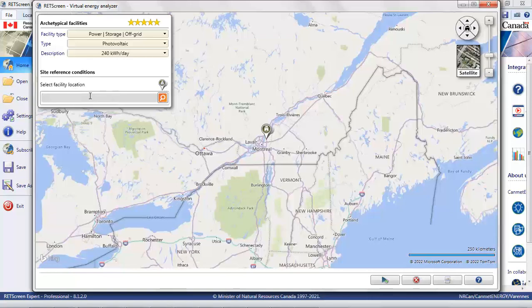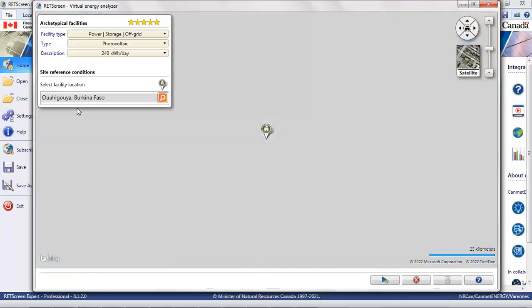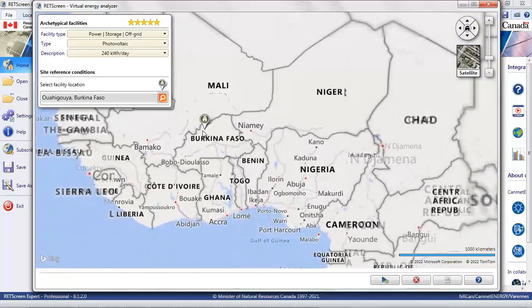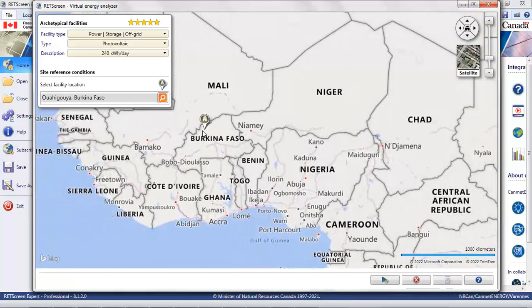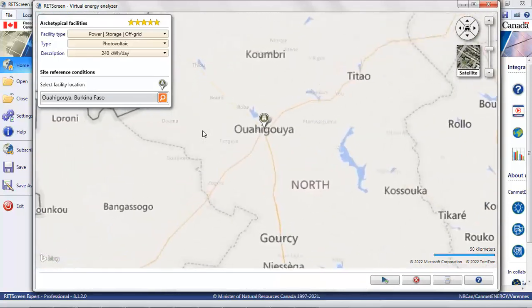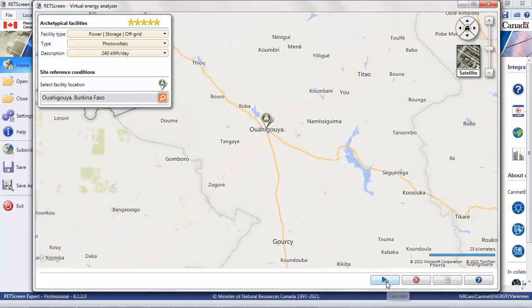I'll assume that the village is in the north of Burkina Faso, near the border with Mali. In case you wish to follow along, I'll use Ouahigouya as the project location, even though that town is serviced by the grid. We can imagine that the village is not far from there. I hit Calculate and RETScreen configures itself.